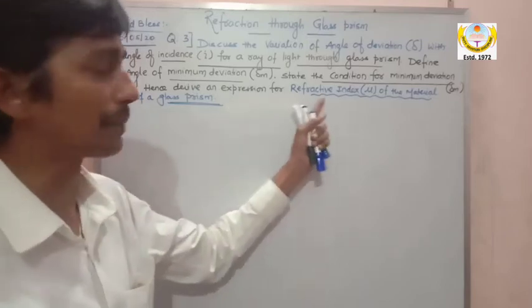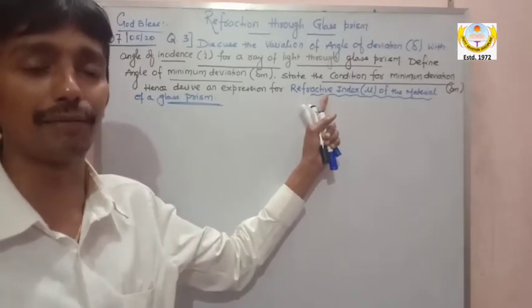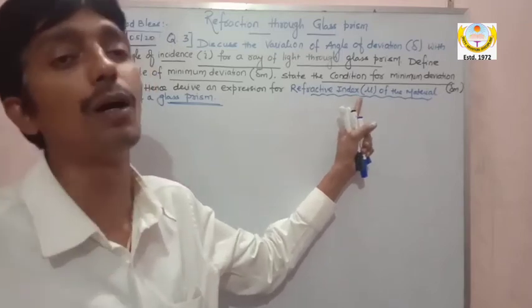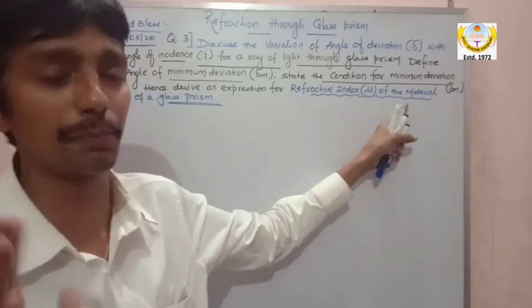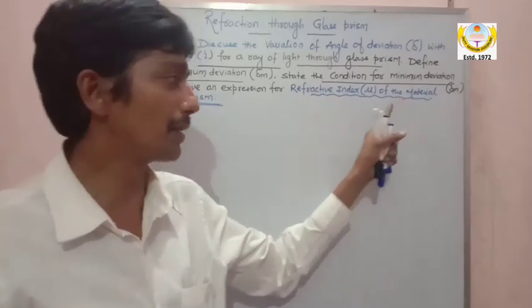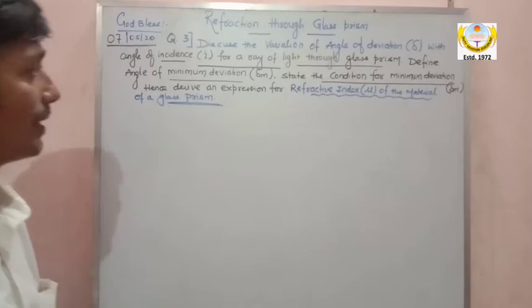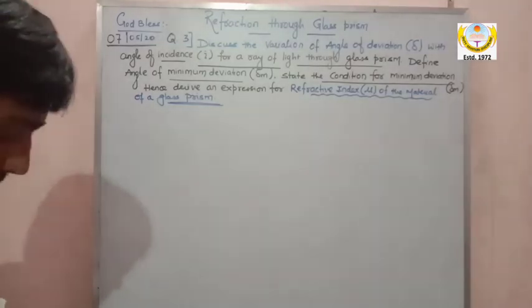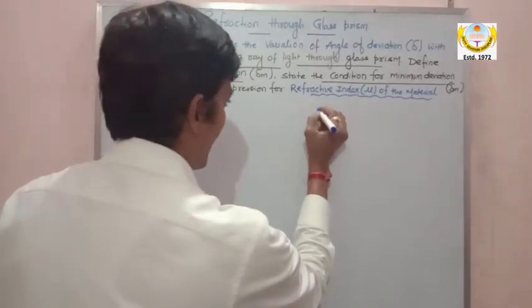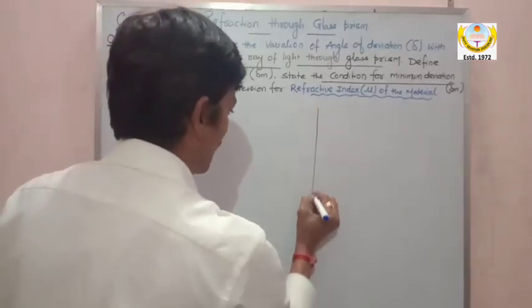Hence, derive an expression for refractive index. You have to derive for mu. You have to give an expression for mu of the material of a glass prism. Right? That is mu of glass, you can say, because the prism is of glass. Now, my dear, while giving the variation of angle of deviation with angle of incidence, let us draw this graph, my dear.